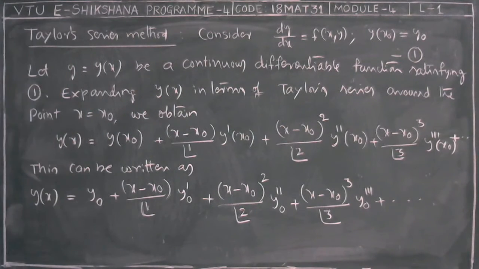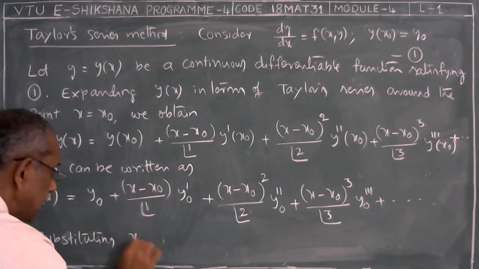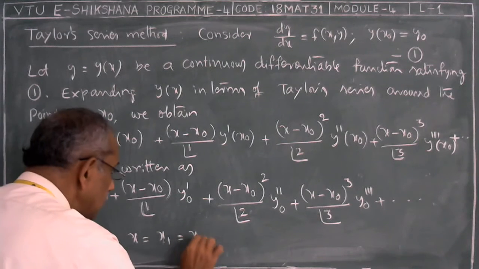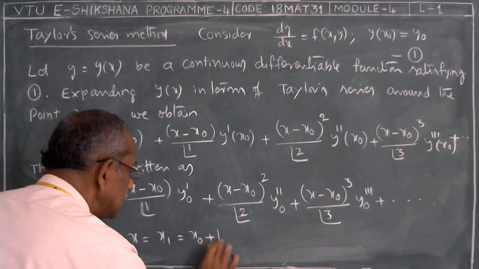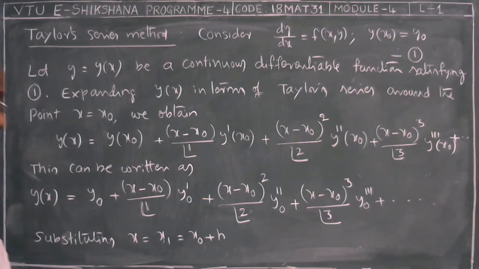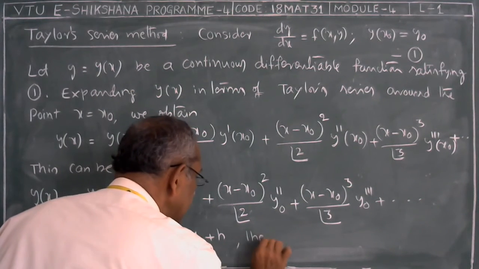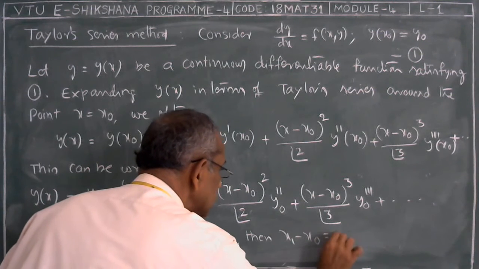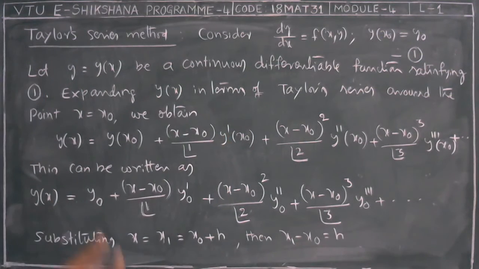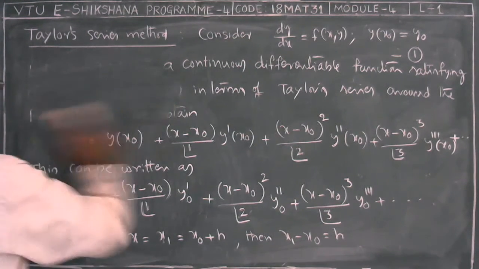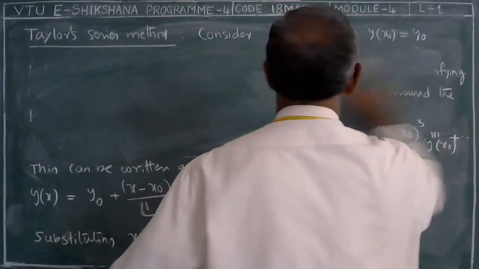Okay, now substituting x is equal to x1 is equal to x naught plus h, then x1 minus x naught is equal to h. That is the interval length. Then what happens to the quantities here? What happens to the expression?